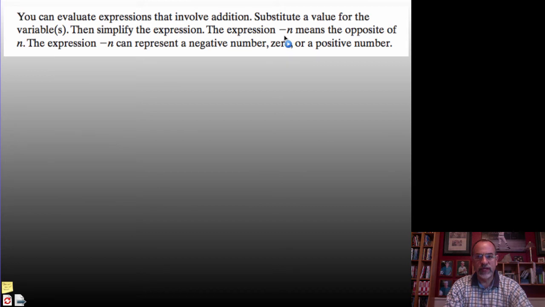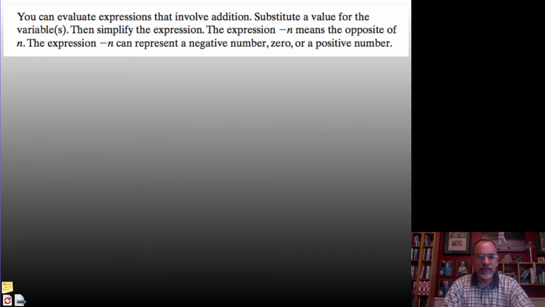Now, the expression negative n means the opposite of n. If n is a negative number, then you've got the negative of a negative, which becomes a little bit complicated, only in the sense that if we're not careful to keep track of our negative signs, we can end up losing one, and that's going to throw our entire evaluation process out of whack.